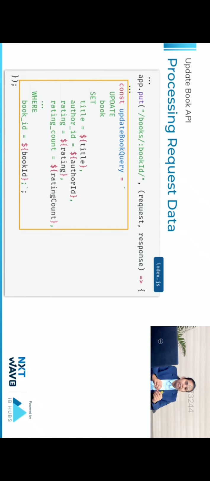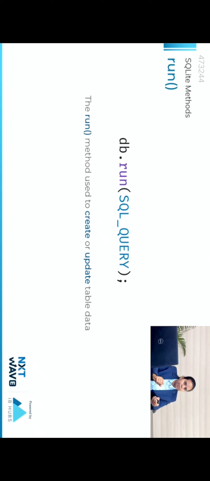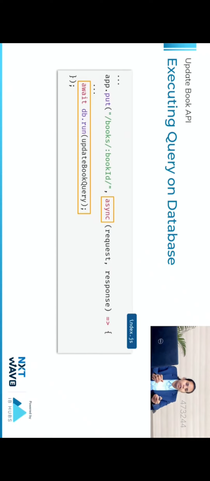So we are done with writing the SQL query. The next thing is running the SQL query. What is the method used to run this SQL query? As we previously understood, to create or update data, the method is run. Since we want to update the table data, the method that we have to use is run. So db.run of the SQL query, that is the update book query. This will again give us the promise object. We are awaiting on that, and since it's await, we have async.